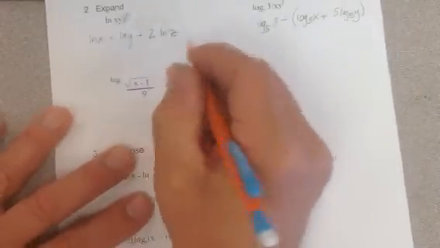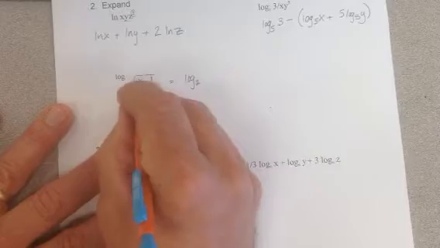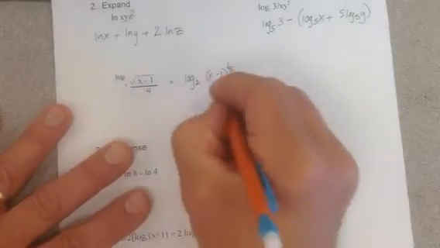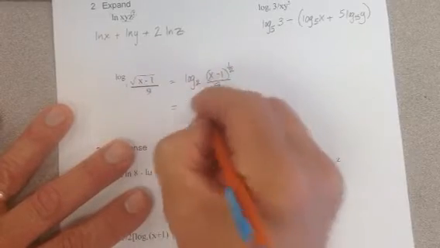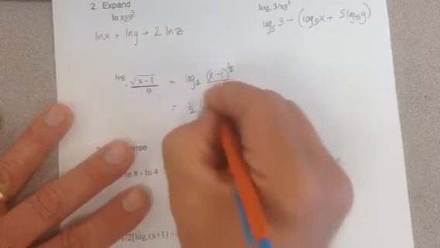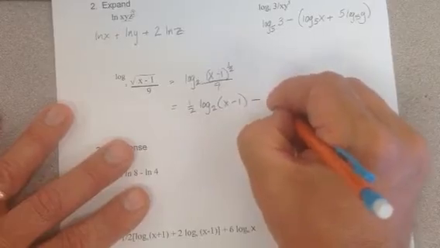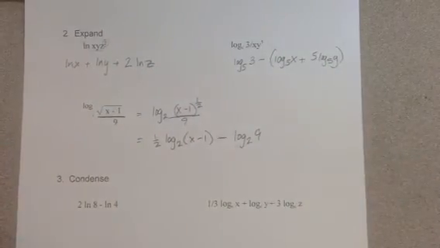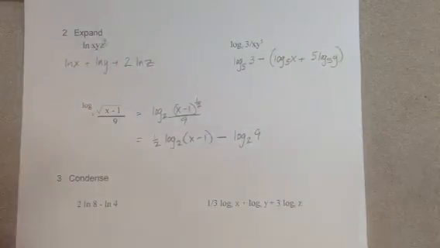Here's kind of a weird one. This is supposed to be log base 2, and I'm actually going to rewrite the square root as x minus 1 to the 1/2 power over 9. So now I can rewrite this as out in front, 1/2 log base 2 of x minus 1, and then division is minus, so it's minus log base 2 of 9. And as you can see, all three of those got bigger, they expanded out. You might be able to evaluate some of these individual pieces, but the idea is that you can pull it apart.